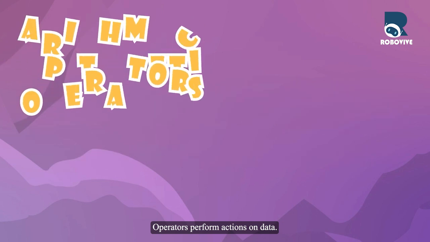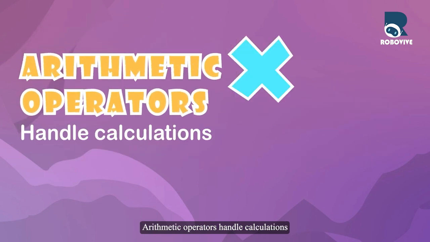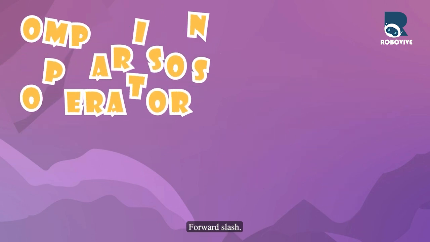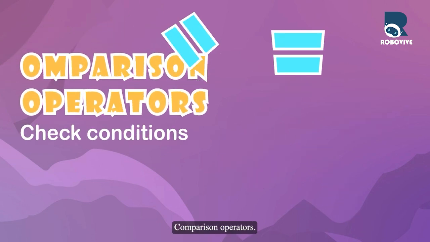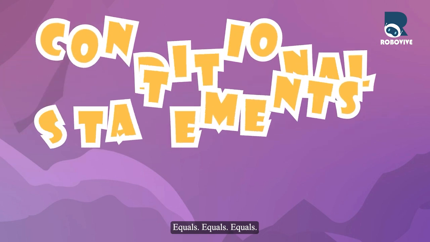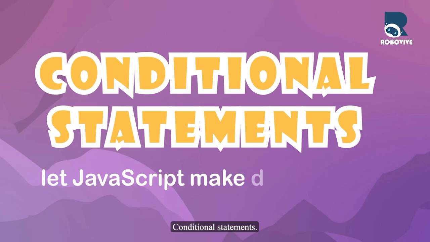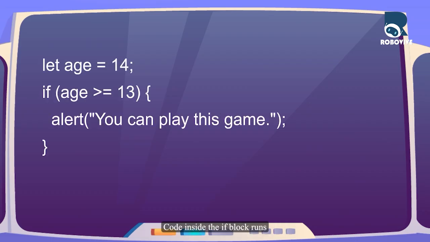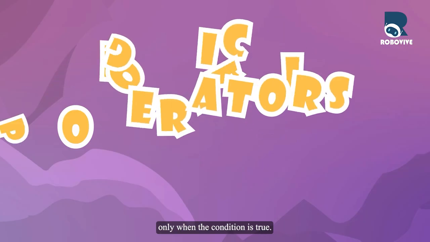Operators perform actions on data. Arithmetic operators handle calculations: plus, dash, asterisk, forward slash. Comparison operators check conditions: double equals, triple equals. Conditional statements let JavaScript make decisions using if. Code inside the if block runs only when the condition is true.